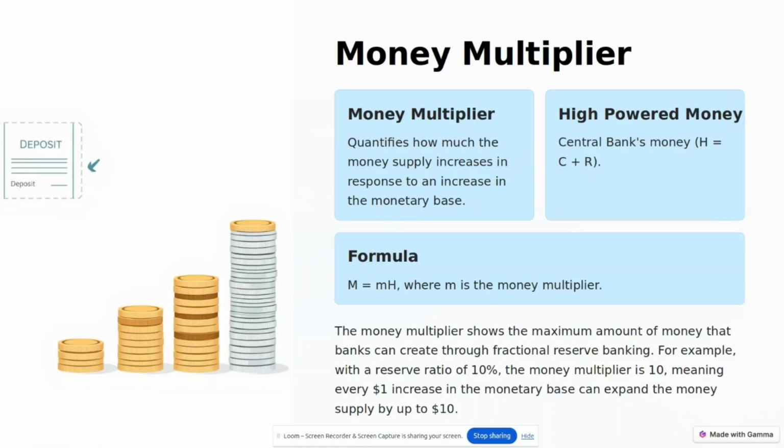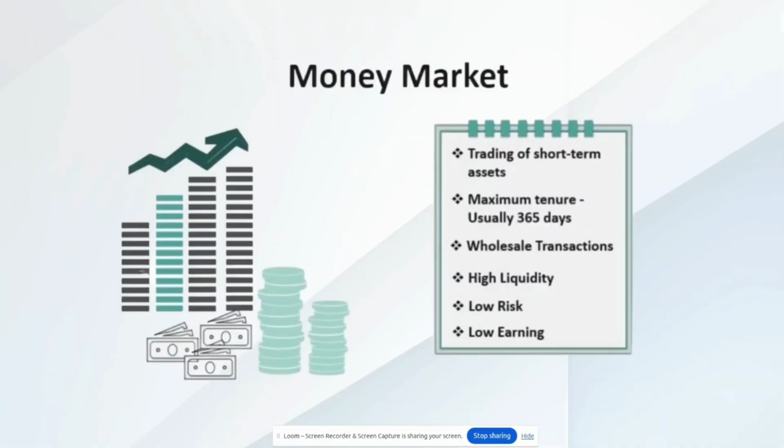As we previously showed, if the reserve ratio is 10%, and if someone deposits $100, it will increase up to $1,000, and the $900 will be the new deposit, and $100 the originally created money. That's how it works. There is another topic, the money market. So what is it? Trading of short-term assets, maximum tenure usually 365 days, wholesale transactions, high liquidity, low risk, low earning.